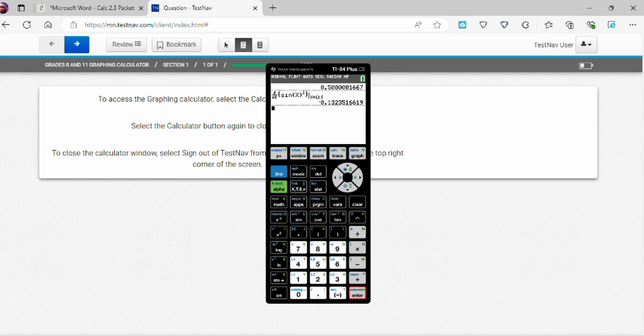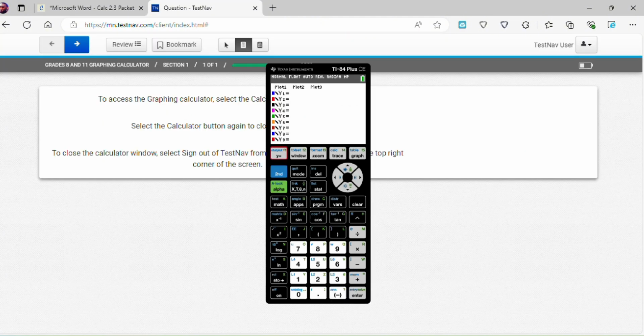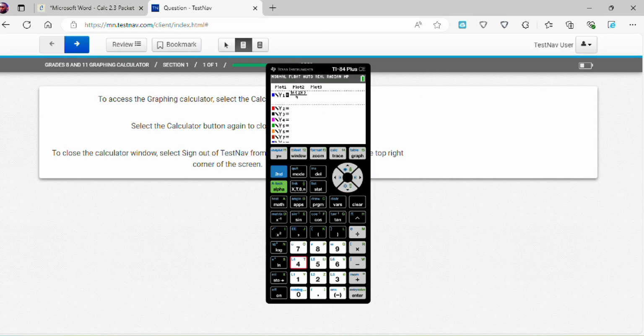So we're going to have to use a calculator here. And I'll show you a little trick if you didn't know. Since we have to use f of x multiple times, we're going to store it as our y1. So f of x equals ln of 2x divided by 4x. Okay, that is our y1.